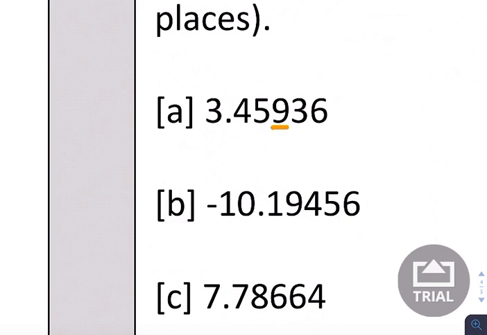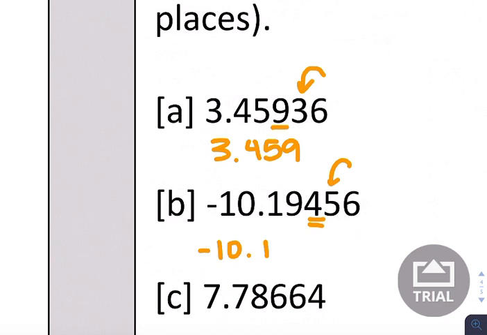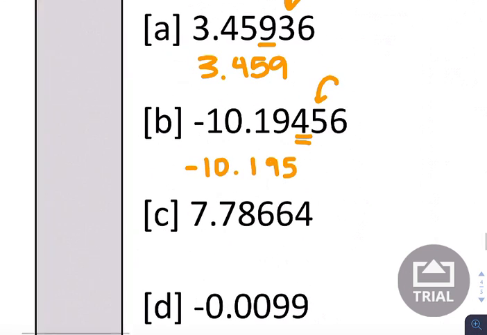So we're going to round to this place, and we know that the next number in line actually informs us of that. If it's a 5 or bigger, then we round up, otherwise we keep it the same. A 3 is not enough to increase or bump up the round, and so this will just be 3.459. Same rule here, we're rounding to that place, look at the very next number, 5 or bigger is the rule, and so this will round to 10.195.